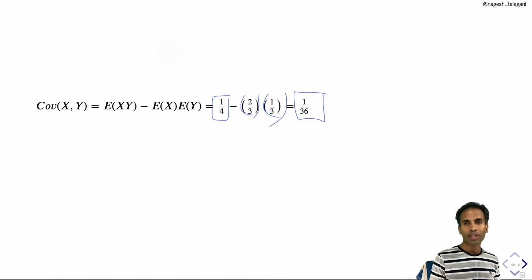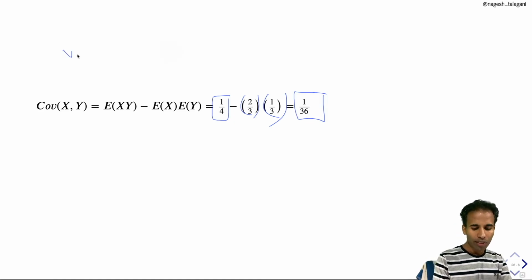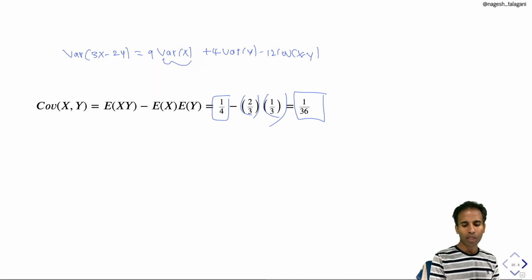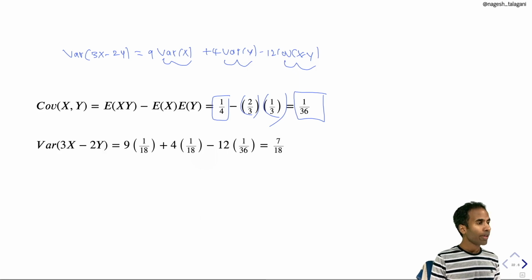Now let us compute variance of 3x minus 2y. What is the variance of 3x minus 2y that we got? We got 9 times variance of x plus 4 times variance of y minus 12 times covariance of xy. Now we have everything. We have variance of x, we have variance of y, we have covariance of xy. So variance of 3x minus 2y is going to be 9 times 1 by 18 plus 4 times 1 by 18 minus 12 times 1 by 36. This whole thing gets simplified to 7 by 18. So this is the variance of 3x minus 2y.